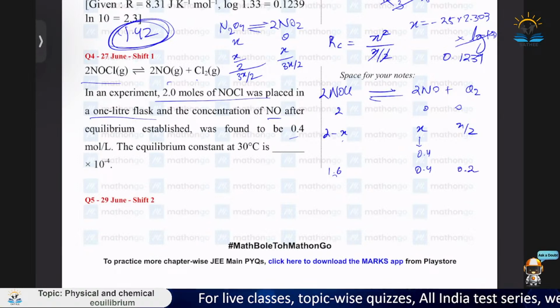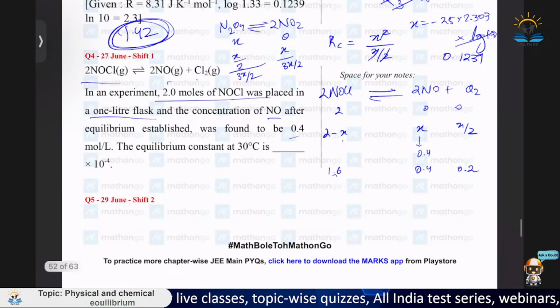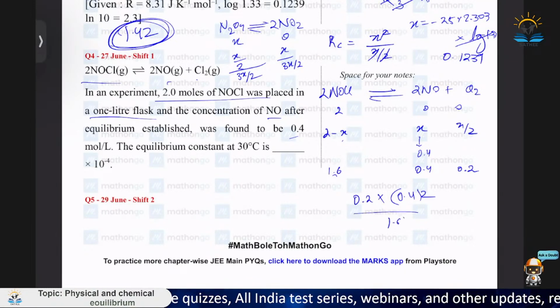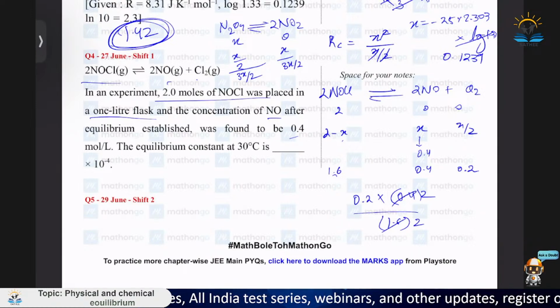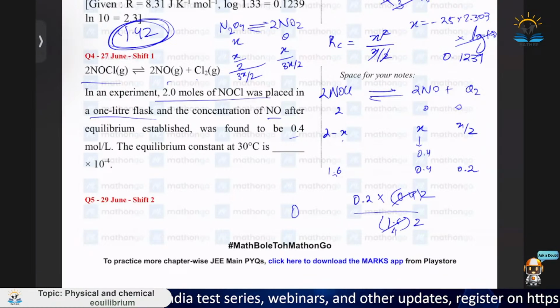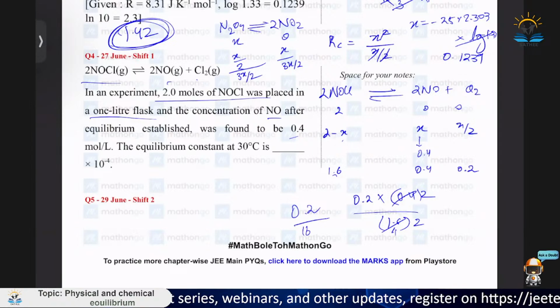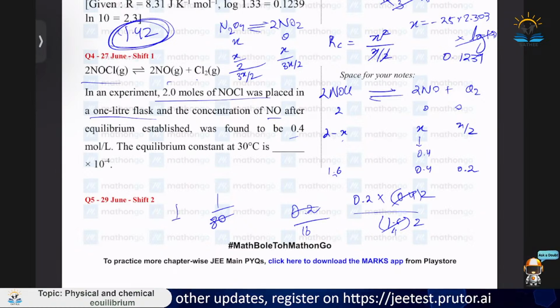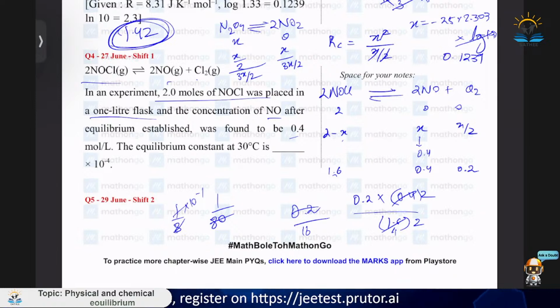So the equilibrium constant will be 0.2 into 0.4 squared divided by 1.6 squared. And this we can simplify, so 0.2 by 16, 1 by 80. So 1 by 8 into 10 to the power minus 1, that is 125 into 10 to the power minus 4.